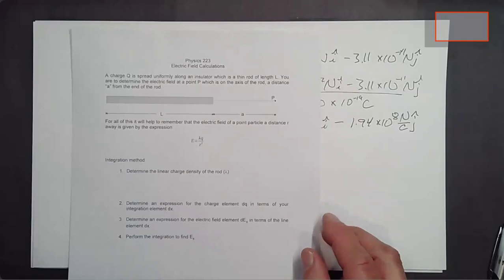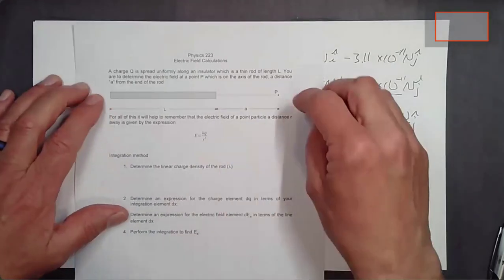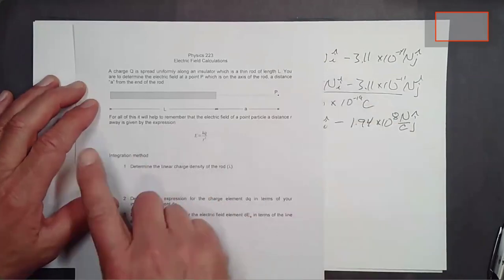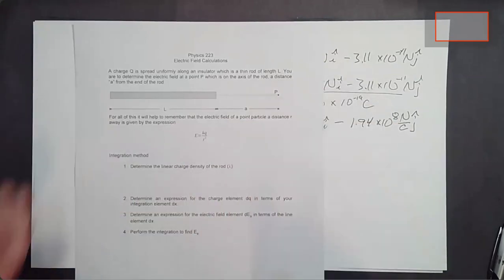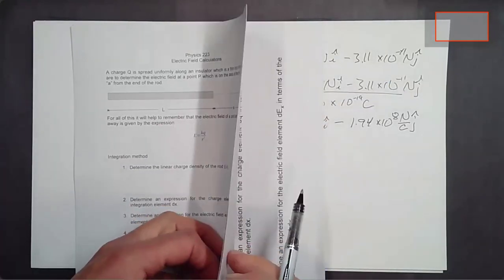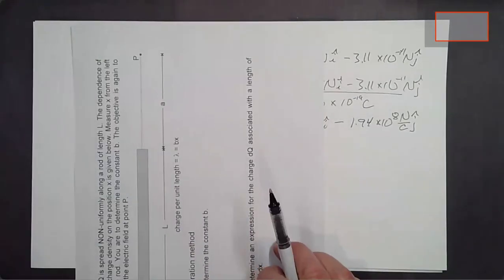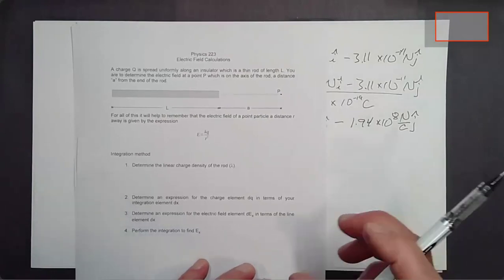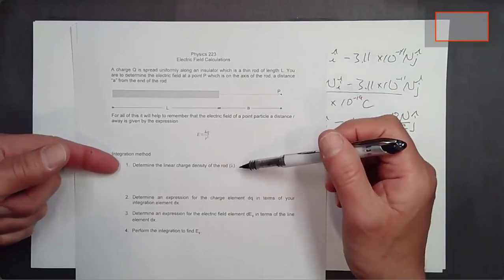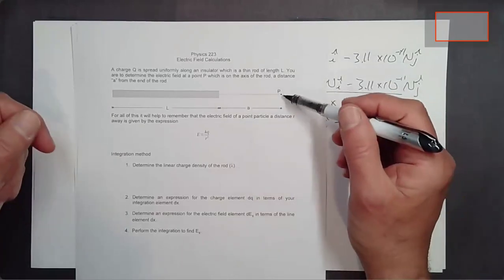We didn't do this one the other day, but we had a particle sitting here and we calculated the force on it. This time we're going to calculate the electric field at that point P instead. I don't know if you can read this one well enough. Okay, this one's spread uniformly. Series of steps: determine the linear charge density of the rod. What we want to do is get the electric field there.